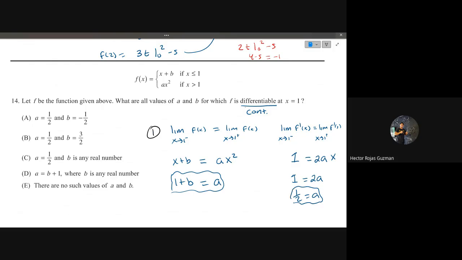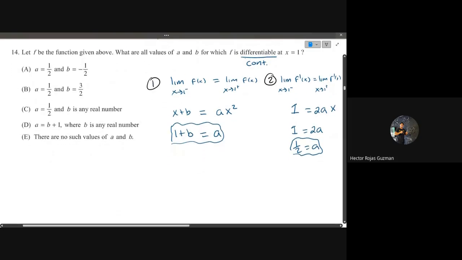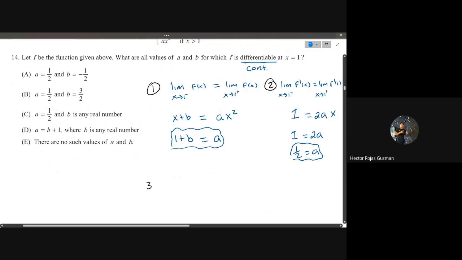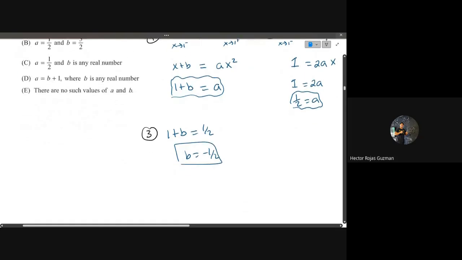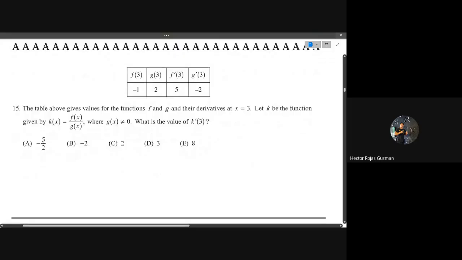Step number 1, step number 2. And now that I have a, I can plug it back in so that I can solve for b. 1 plus b is equal to 1/2. B is equal to negative 1/2. There we go. 15.